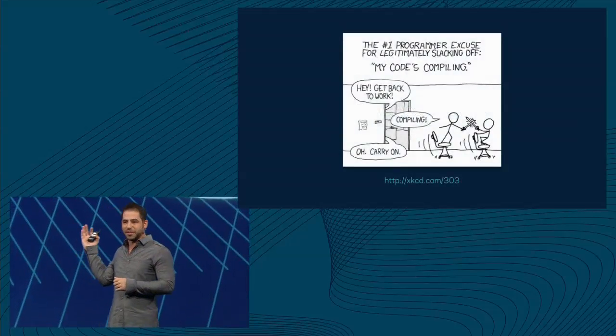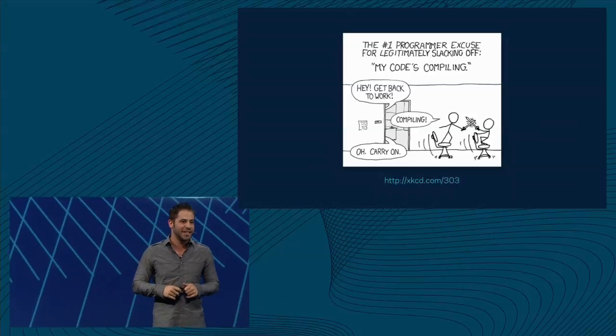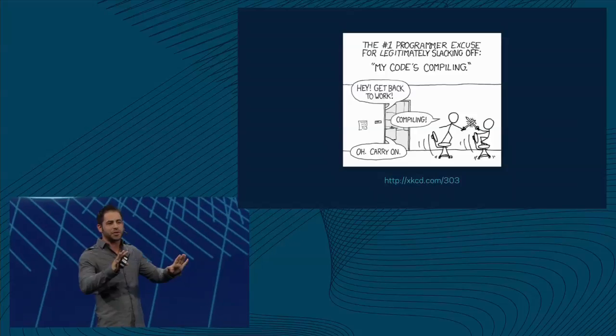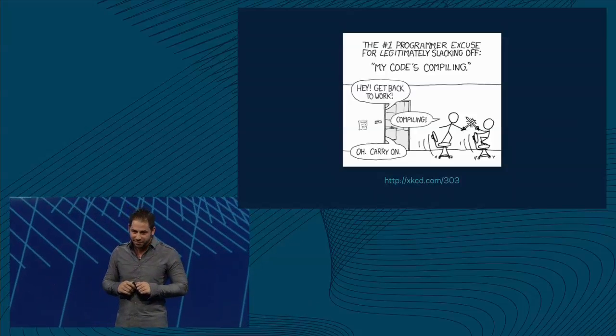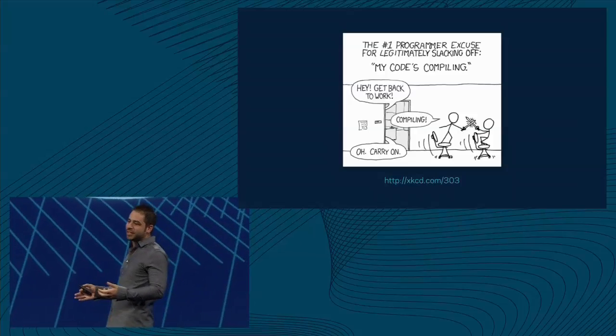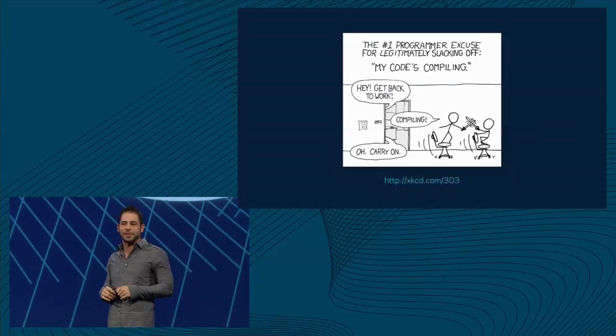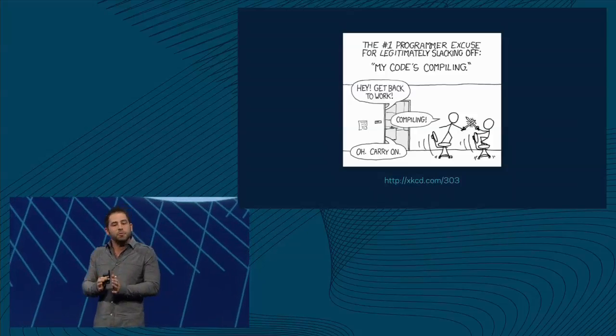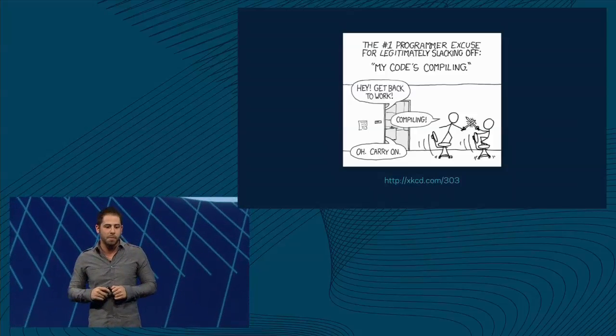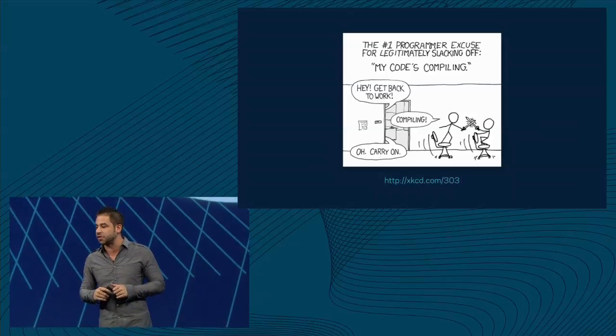So how many of you are familiar with this comic? It's an XKCD comic, right? A couple of engineers are slacking off, but that's OK because their code is compiling. Now, this is funny, and while we're not necessarily worried about engineers slacking off at Facebook, we are worried about the fact that they're moving a lot slower than they used to on web, especially in a code base that's as large as Facebook's.